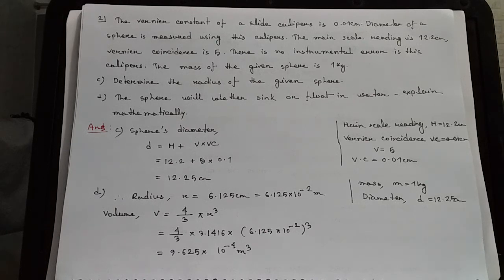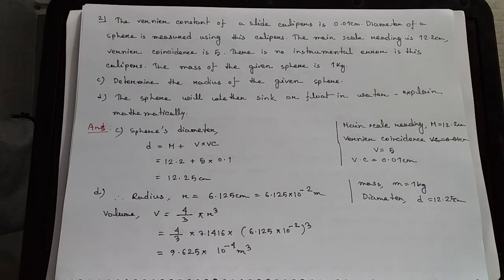So for that we have to determine the volume here. Now we will convert the radius into meter, and that will be 6.125 into 10 inverse 2 meter. The mass is given 1 kg, and from C we have determined the diameter is 12.25 centimeter. So dividing it by 2, we get the radius is 6.125 centimeter. So what will be the volume? And this is a sphere.